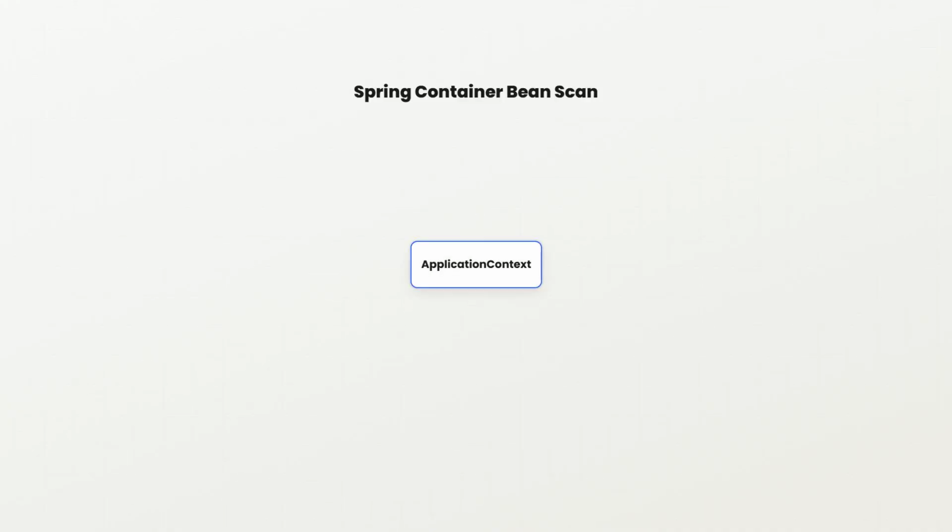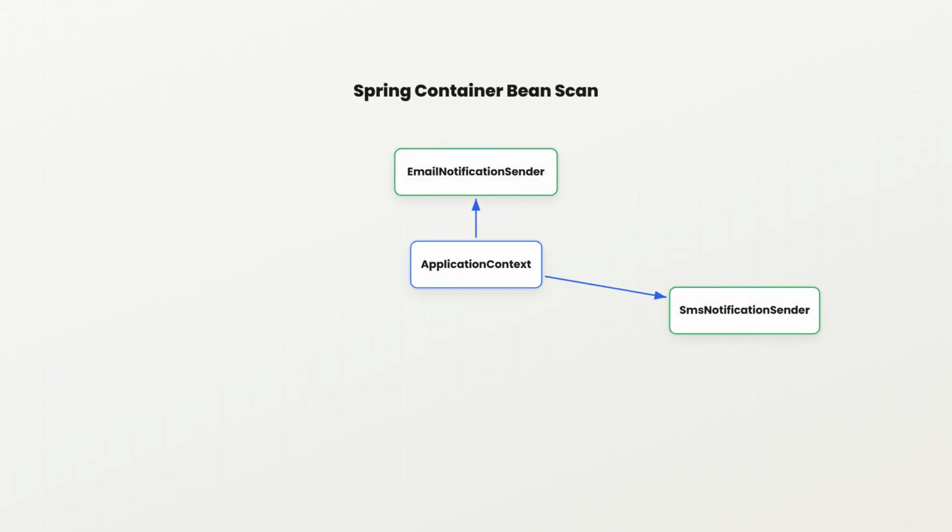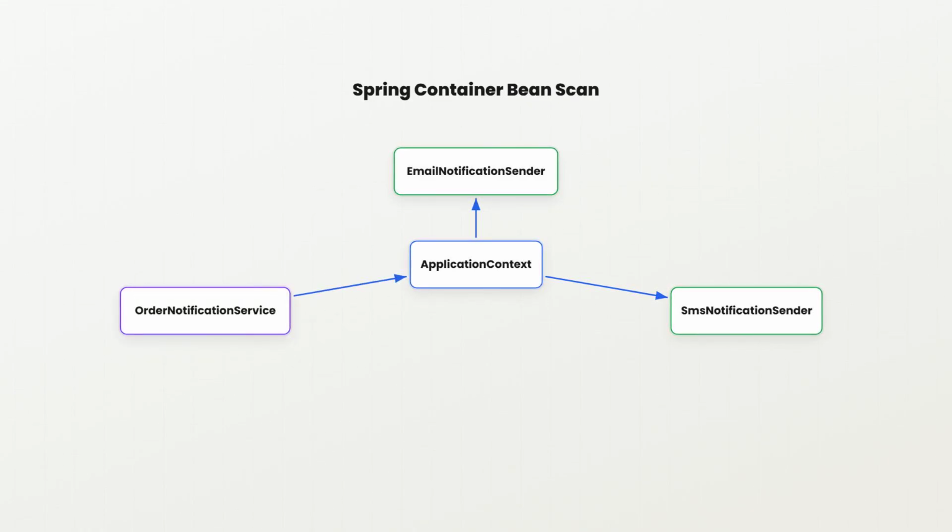Spring's ApplicationContext scans the codebase for beans at startup. It finds two components that both implement NotificationSender. OrderNotificationService asks the container for exactly one NotificationSender.